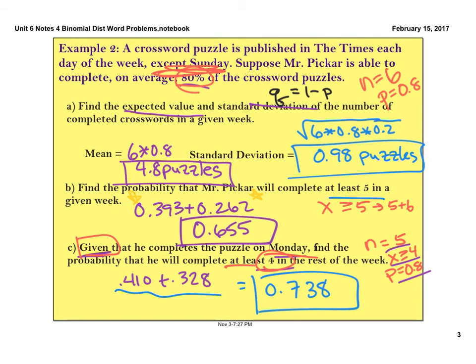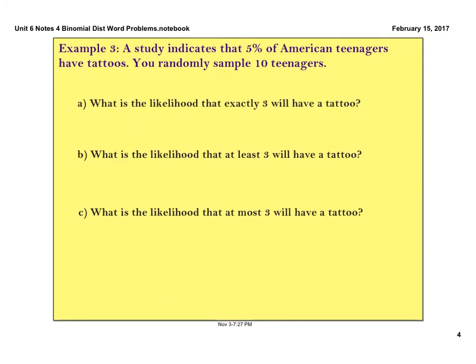All right, let's take a look at our next example. In example 3, it says a study indicates that 5% of American teenagers have tattoos. You randomly sample 10 teenagers. All right, so the things we need to know there. We need to know that 5% is my probability. P equals 0.05. Don't forget to move your decimal point twice. It goes 2 places back. We are randomly selecting 10 teenagers, so my N is going to equal 10.